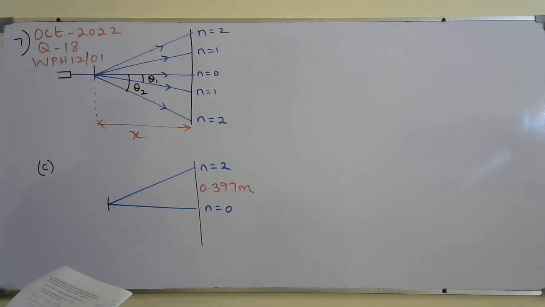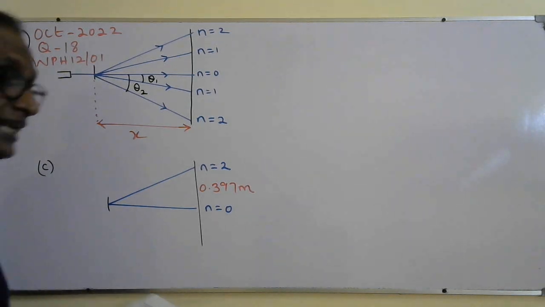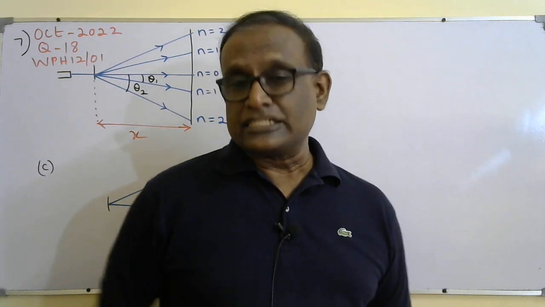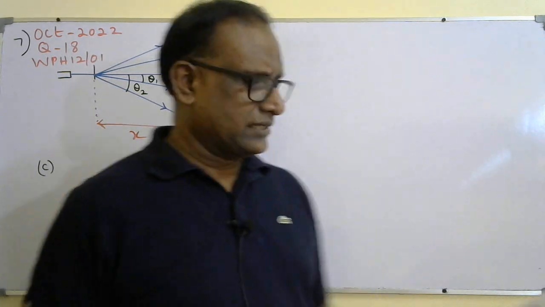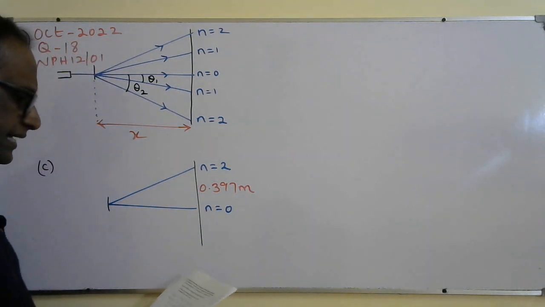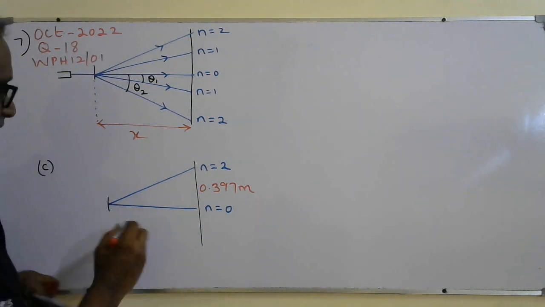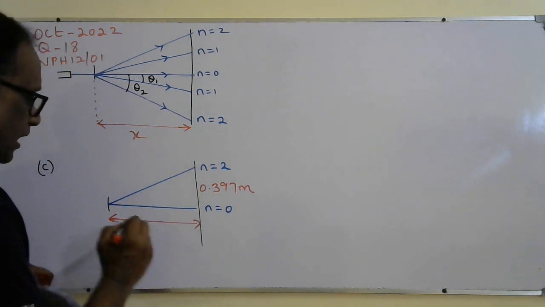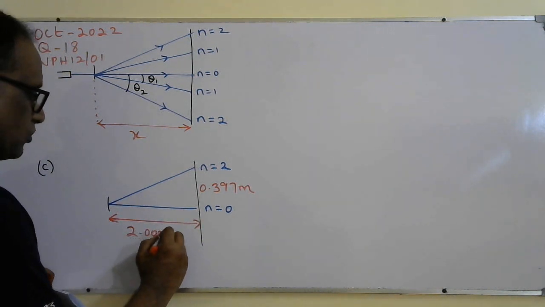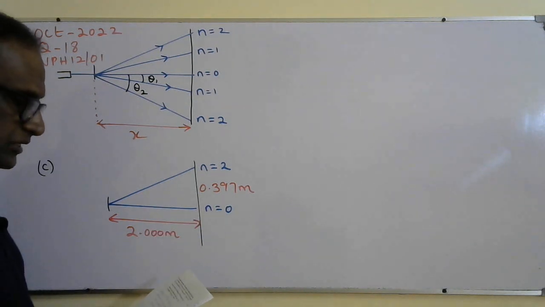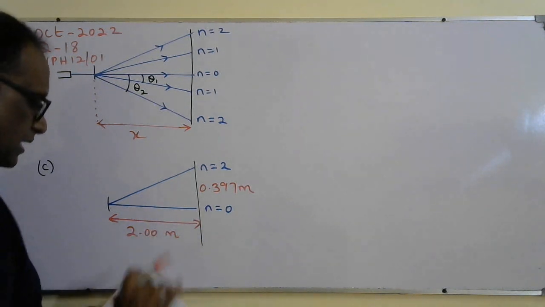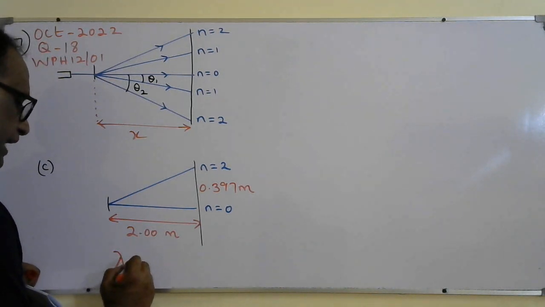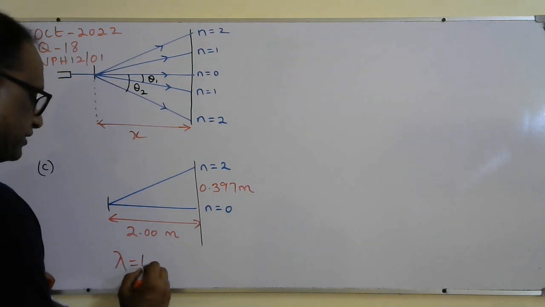Distance, deduce whether the labeling of the diffraction grating is correct. Someone labeled the diffraction grating 300 lines per millimeter. Is it right? That's the question. The distance between the screen and the grating, x, is given: 2.000 meters. And the wavelength of the laser they used, lambda, is also given: 650 nanometer.